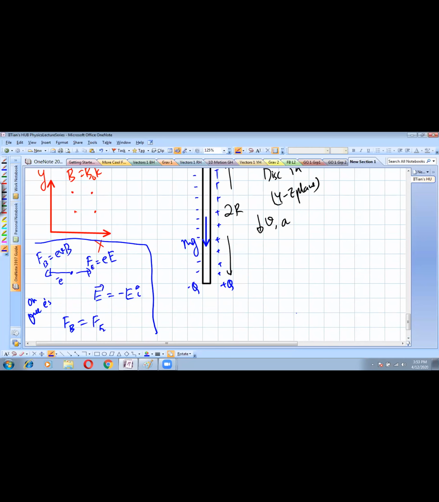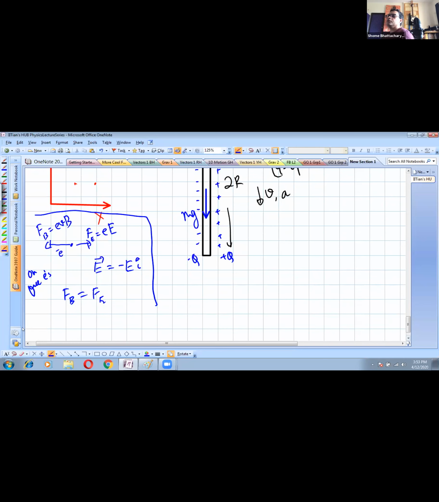Okay, so you don't even need to do this calculation. I'm just showing it to you separately, but you know the result. It is BLV. So here, what will that L be? It will be the thickness of the disk. So the magnetic force is EBV in magnitude.